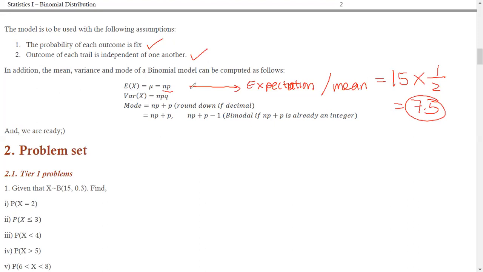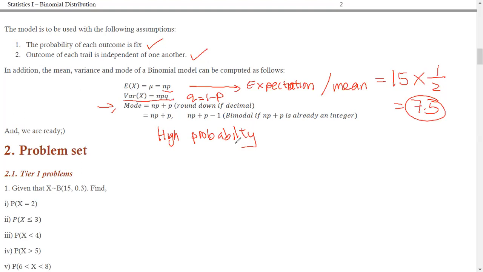So the next parameter that we'll compute is actually our variance. Variance is given by npq. Remember your q value is 1 minus p. And then the last thing we have here is actually our mode. So what is the mode? The mode is the occurrence with the highest probability that we have.